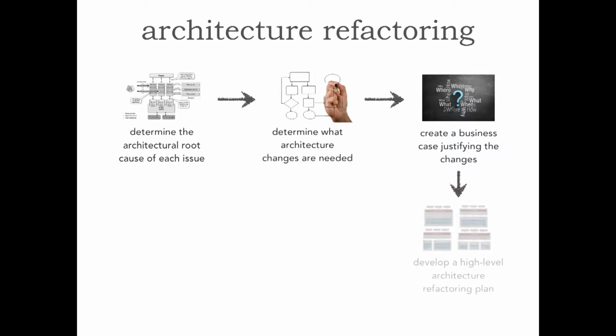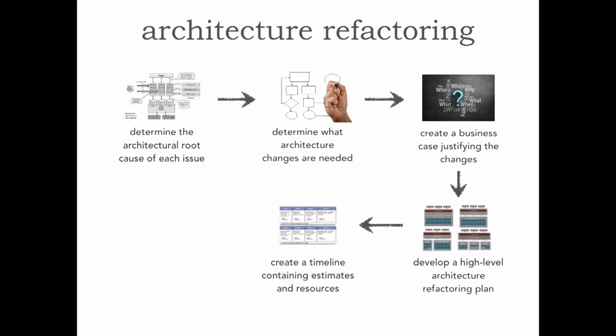Then we move on to actually part of the fun piece, which is developing a high-level architecture refactoring plan. And we'll be spending quite a bit of time in this segment on this one piece right here. So once we devise a plan of the number of iterations, the type of iterations, and how that architecture is going to look all across the refactoring effort, we then move on to creating a timeline containing estimates and resources. This is actually an important step. We're going to dive into this in a little more detail as well.